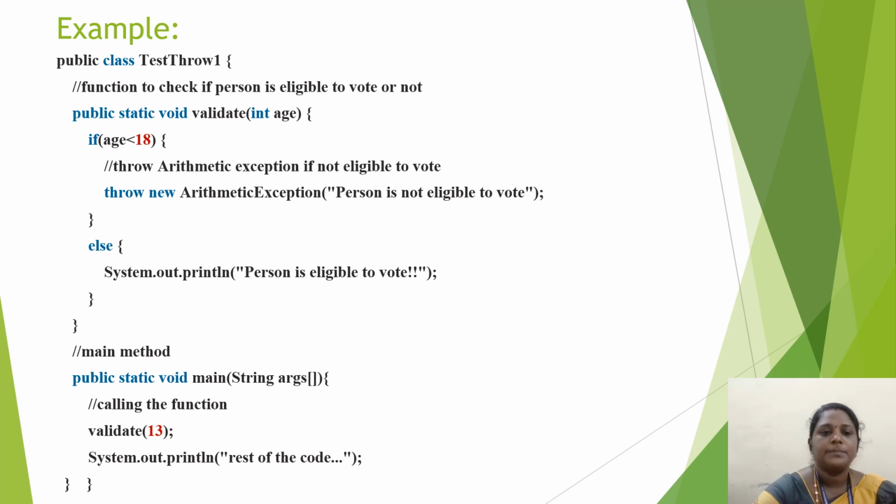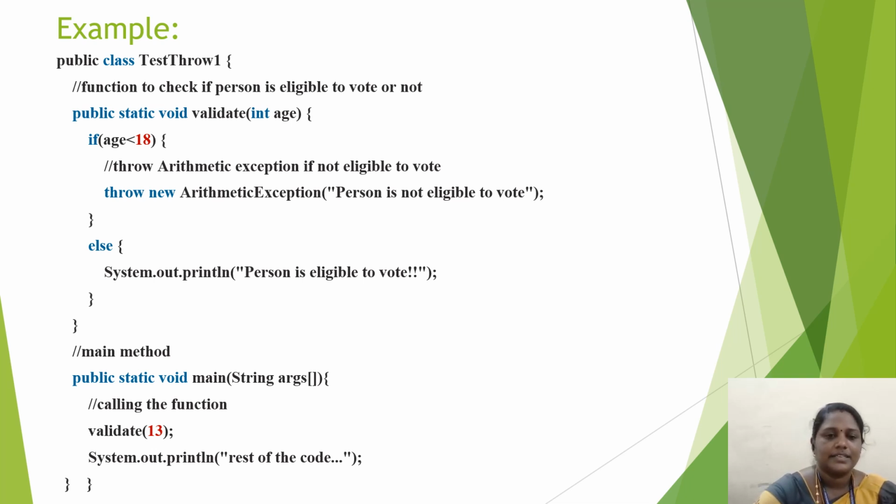This is an example program to check if a person is eligible to vote or not. Every program begins in the main. First you have public static void main of String arguments. What are the string arguments? All the values can be stored in array format as strings. Then you call the function, validate of 13. You directly invoke the validate method. So write public static void validate of int age.